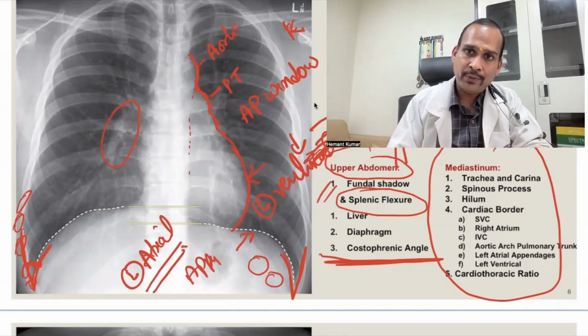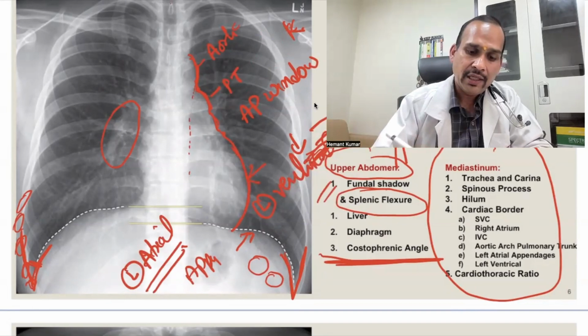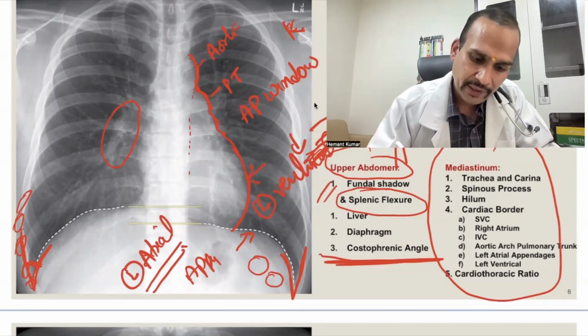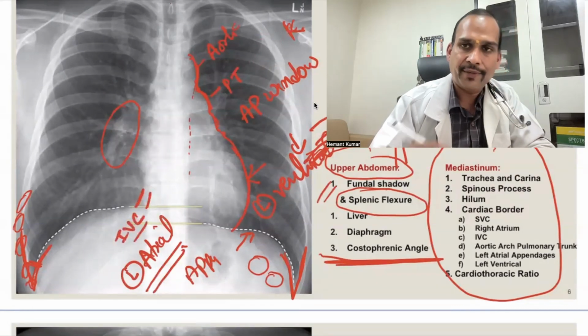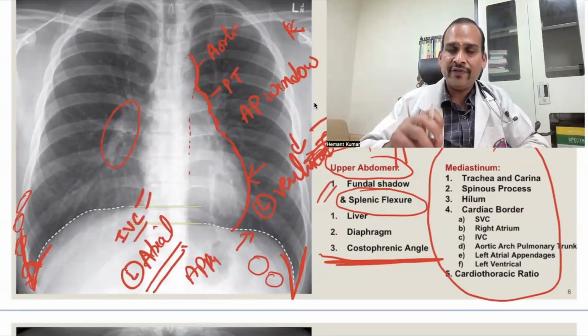Okay. Now come to the right side. On the right side, if you see clearly, this is one shadow. So this is the IVC, inferior vena cava. And where does the inferior vena cava drain?